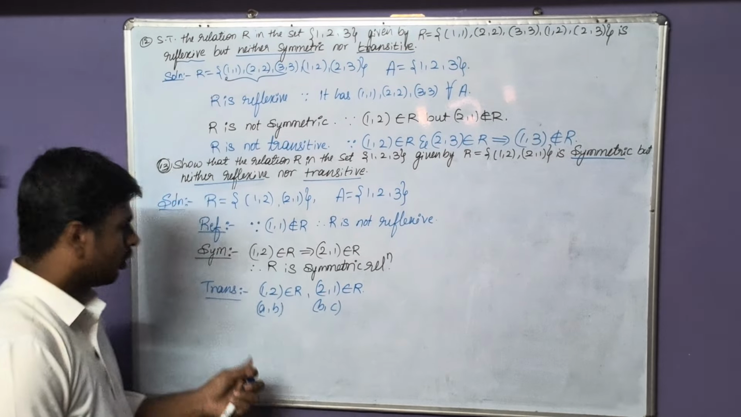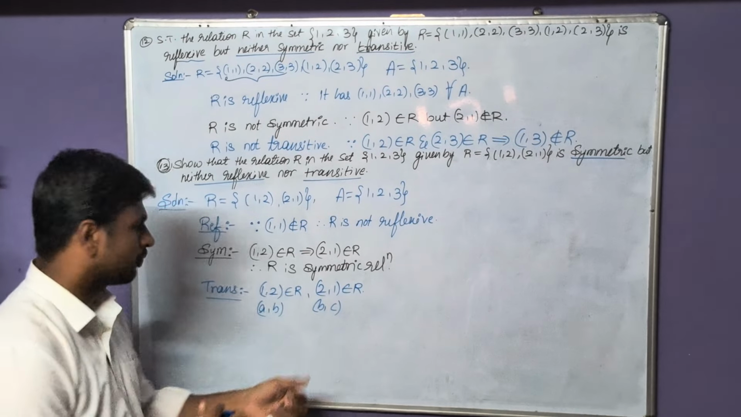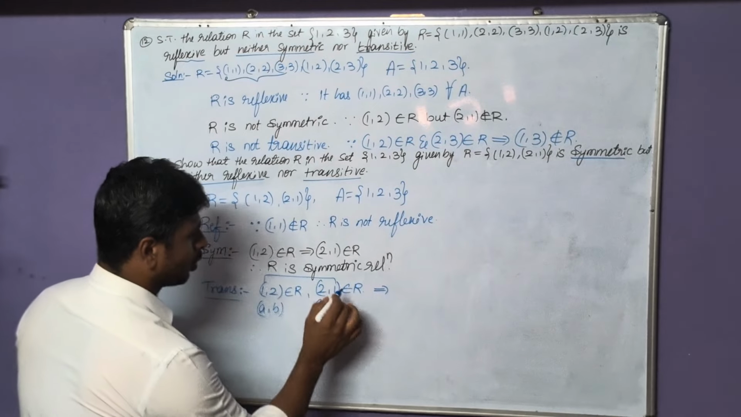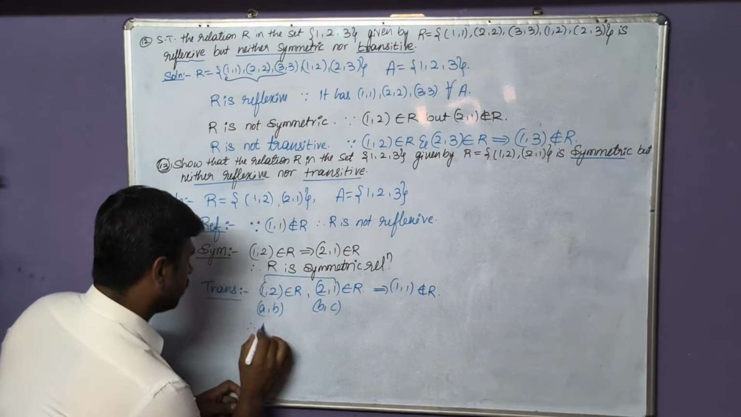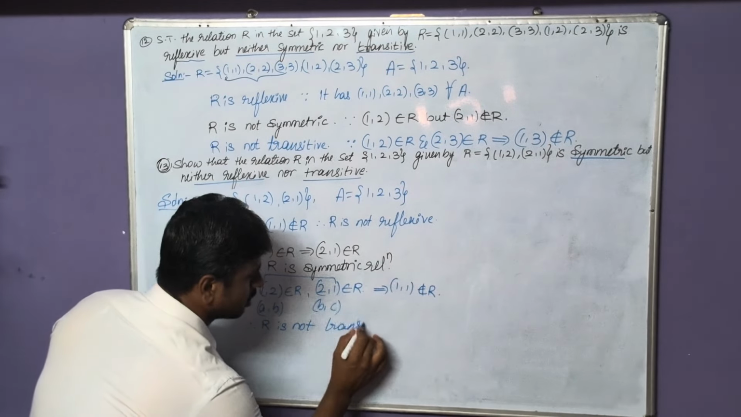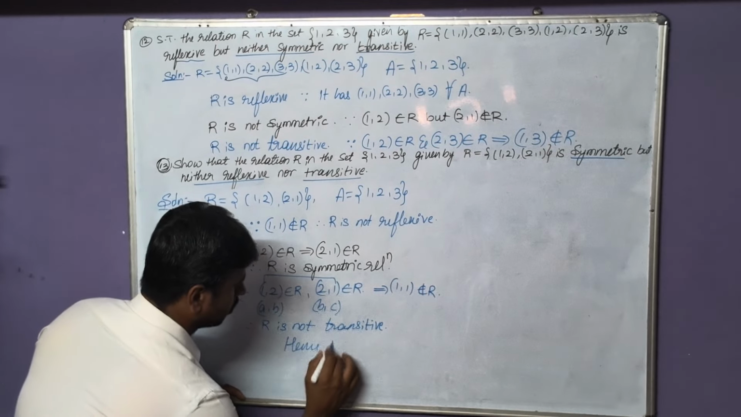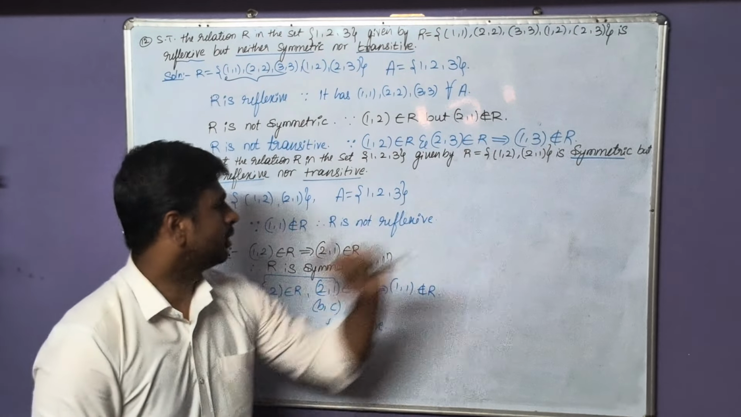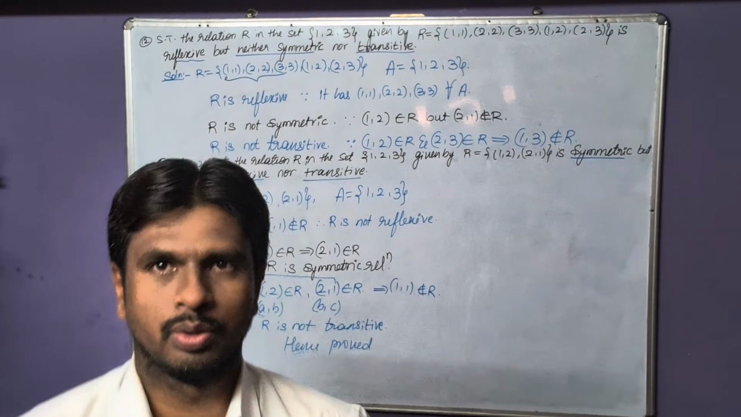When we have (a, b) and (b, c) in the relation R, we should have (a, c). But here we don't have (a, c), where (a, c) is nothing but (1, 1). Here (1, 1) does not belong to R. Therefore, the relation R is not transitive. Hence we proved. So this is how we prove that the given relation is only symmetric, but not reflexive and not transitive. I hope you have understood. Let us move on to the next question.